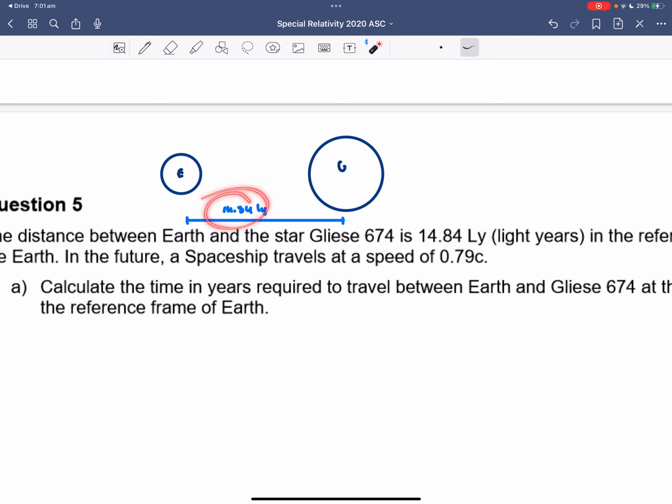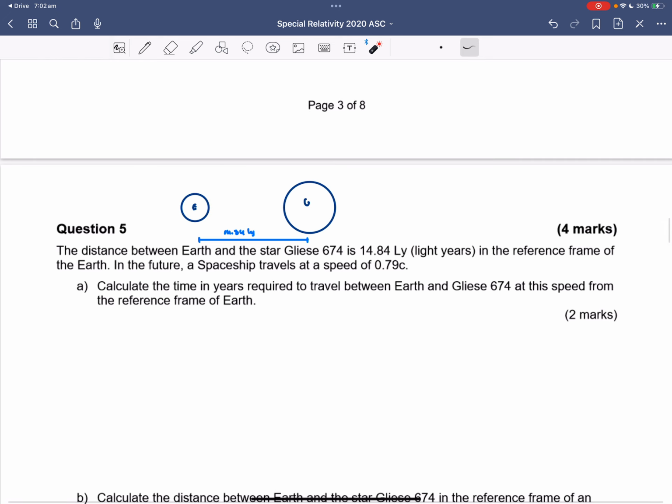Okay, and that 14.84 light years is obviously the proper length because space is stationary with respect to Earth. And if Gliese is not moving, let's just assume this is not moving and this is not moving, then both Earth-based observers and Gliese-based observers would agree on a proper length of 14.84 light years if neither one of them is moving. So anyway, space, or I like to think of space as a piece of string, is 14.84 light years long in the reference frame of Earth. In the future, a spaceship will travel at 0.79 c.